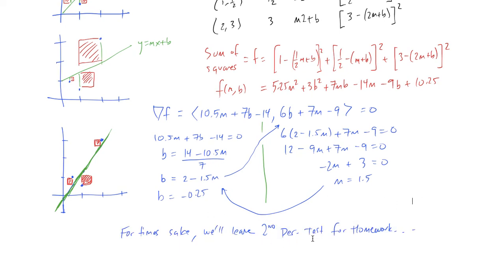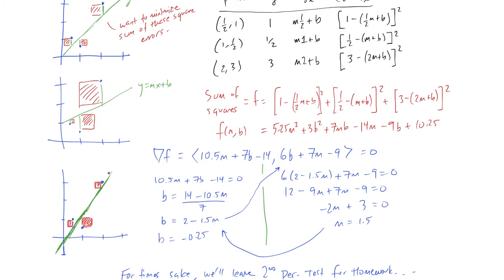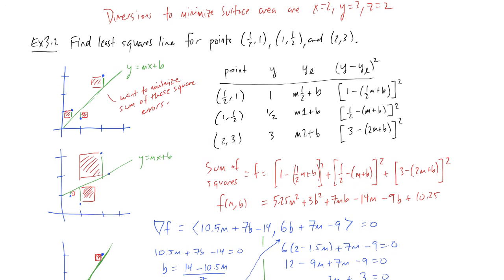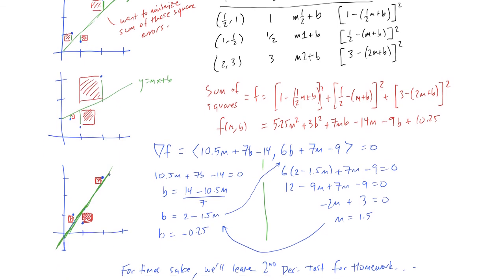Okay, so for time's sake, we'll leave the second derivative test for homework, but we finished the problem. We found the least squares fit line by hand, which is pretty cool, and we can check this answer with our calculator, and we'll see that it is indeed correct. You could also throw those points in a computer and see that it's correct. And we're really seeing, once again, the machinery behind finding a least squares fit line, which is pretty sweet.